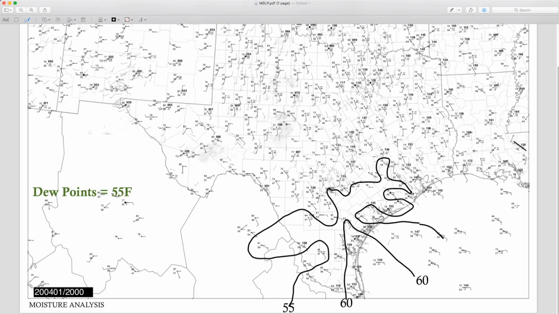So 55. This is going to be much easier when I do it with pencil here, but okay, it would be something like this. And you can set your own arbitrary value, you can do 58, 57, it doesn't really matter. I usually do 55, 60, and 65. There's no point in going lower because that's not very good moisture anyways. Okay, so let's label that 55 here.